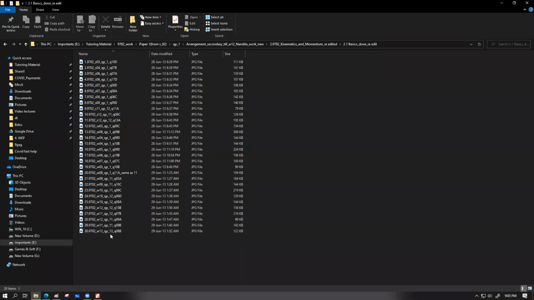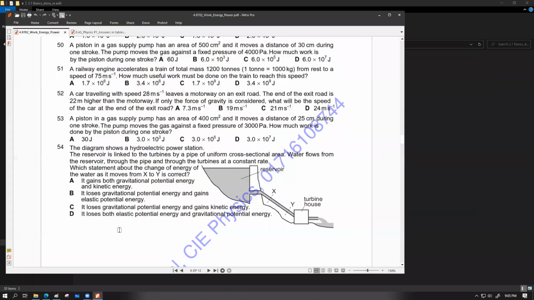Another question, W12 13 question number 8. Here it says B. Yes, B is the correct answer.